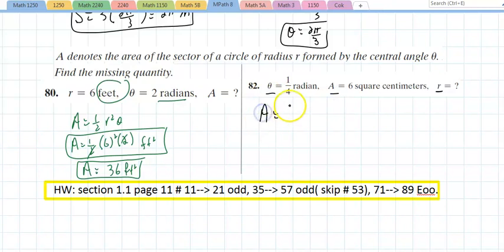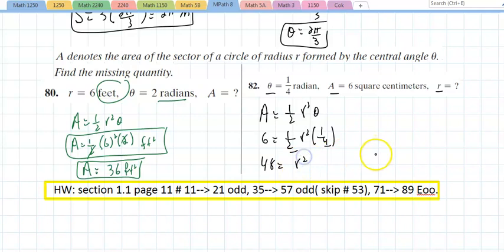And here I noticed that they want r, they give us A and theta. A equals 1/2 r squared theta. The catch, you want theta to be in radians, and it is. So A is 6, 1/2, r is what you're looking for, theta is 1/4. So if you clear the fractions, 4 times 2 is 8. 48 equals r squared. And r will equal the square root of 48.